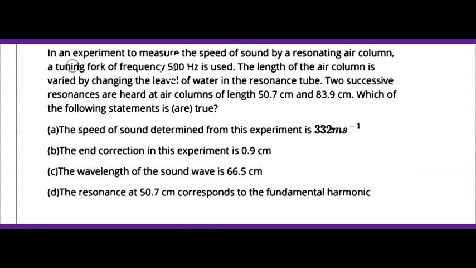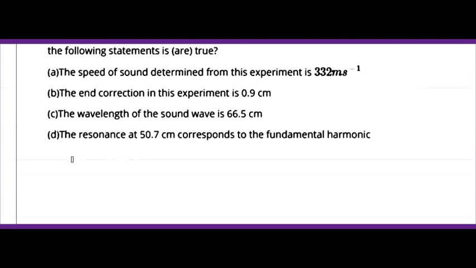Hello students, today our question is: in an experiment to measure the speed of sound by resonating an air column, a tuning fork of 500 Hz is used, and the length of the air column is varied by changing the level of water in the resonance tube. Two successive resonances are heard at column lengths 50.7 and 83.9 cm. Which of the following statements is true? Statements A, B, C, D are given about them.